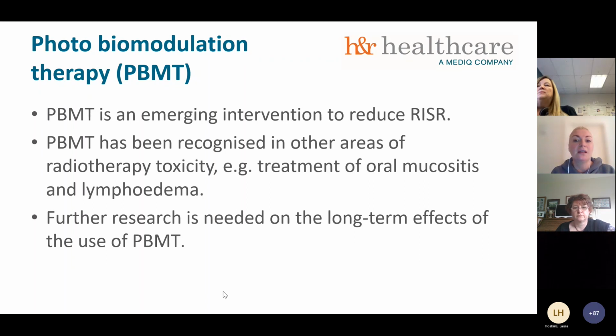But they do highlight that as this is an emerging treatment, and some of the studies show that it's been used successfully in terms of reducing inflammation, improving healing, certainly those ones that are getting earlier radiotherapy-induced skin reactions in their treatment. But as it's emerging, they do recommend that further research is needed in the area of PBMT to manage the symptoms of radiotherapy-induced skin reactions.